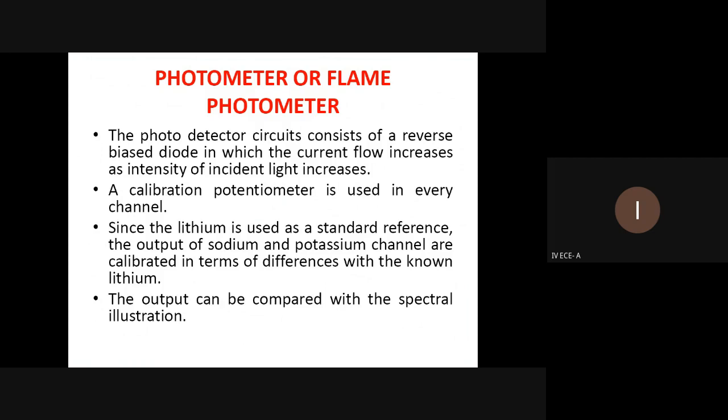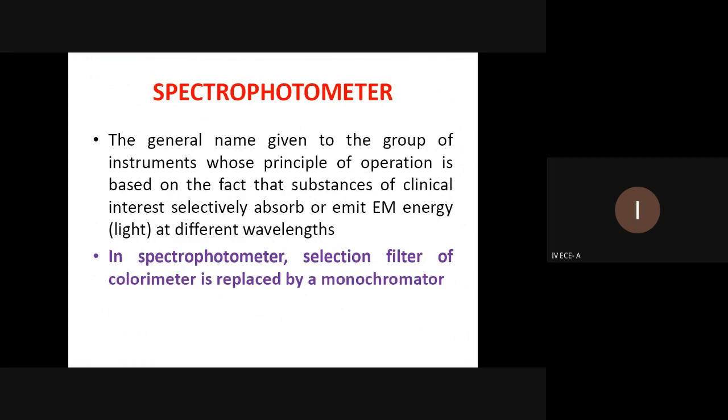The photodetector circuits consist of a reverse biased diode in which the current flow increases as the intensity of incident light increases. A calibration potentiometer is used in every channel. Since lithium is used as a standard reference, the outputs of the sodium and potassium channels are calibrated in terms of differences with the known lithium. The output can be compared with the spectral illustration. So that is a flame photometer.